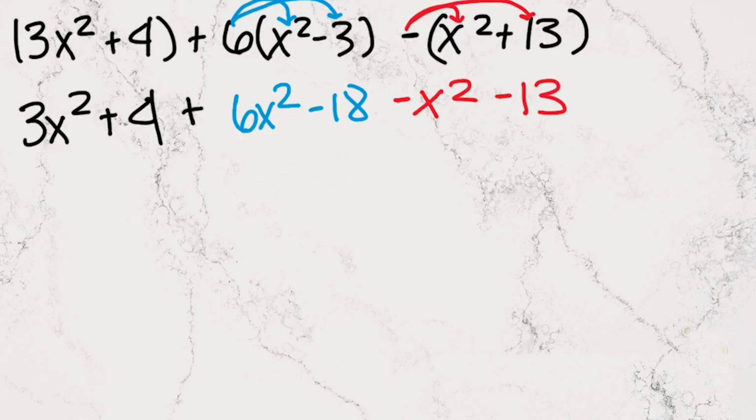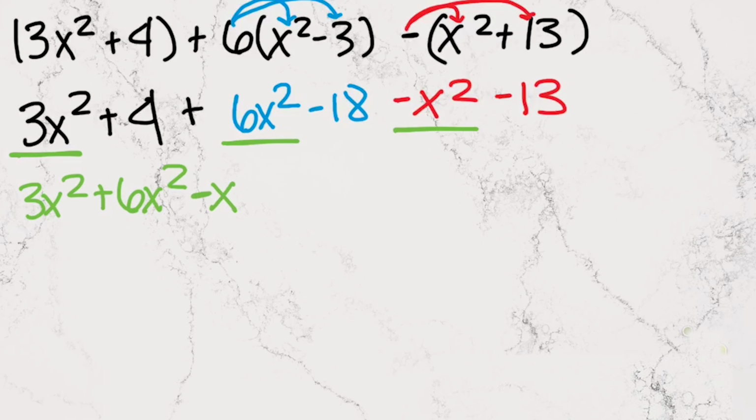All right, now that that's out of the way, let's combine those like terms. Find all your x squared values. So I have 3x squared plus 6x squared minus x squared. Well, 3x squared and 6x squared is 9x squared, minus x squared is 8x squared.